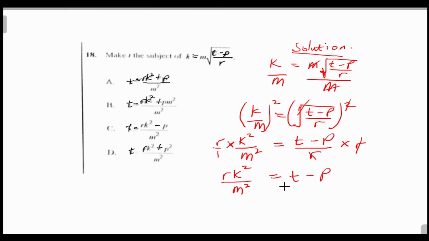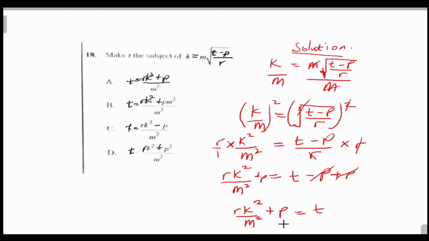Then we want the t to stand alone. So what do we do? We add p to both sides, because this p is minus, and the inverse operation of subtraction is addition. So we do plus p, and whatever we do to the right hand side, we do to the left side again. Then this one will cancel this because of the inverse operation. So we are going to have r k squared over m squared plus p will be equal to t.